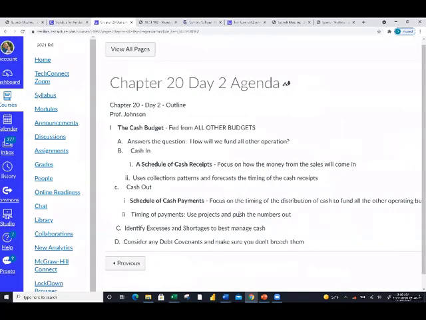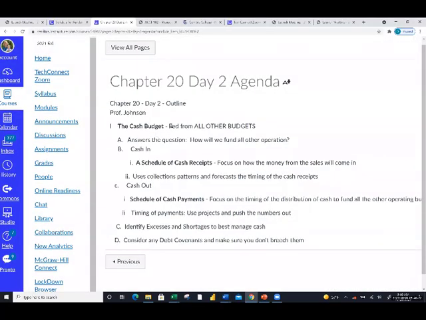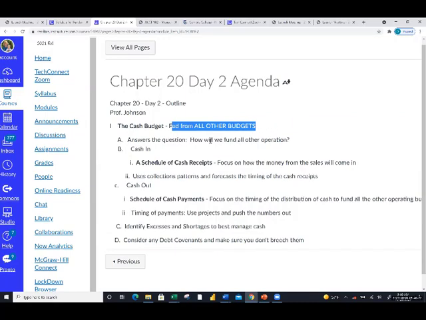So here's our agenda today. The cash budget is fed or supplied by all the other budgets. We're going to clearly see that today. It answers the question, how are we going to fund everything else?